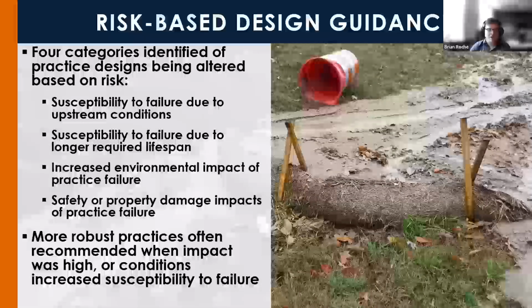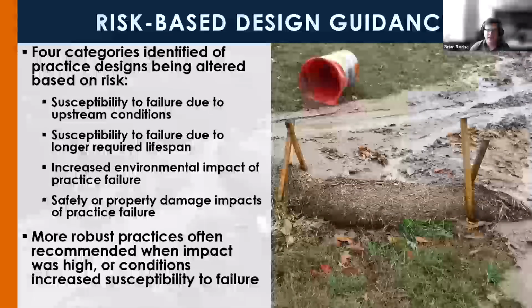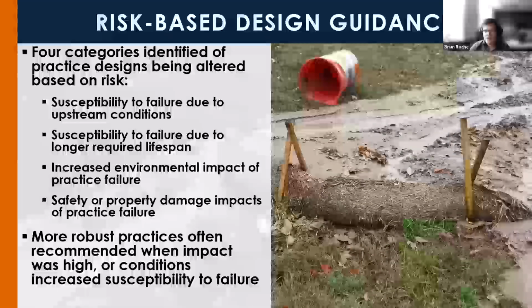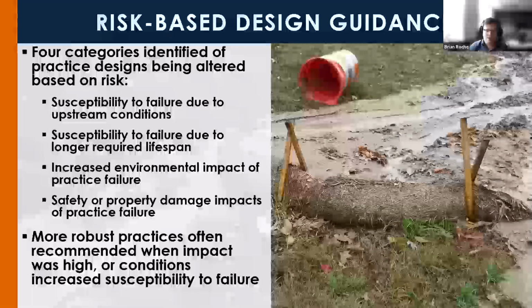So moving on to the risk-based design guidance we found four main categories. Two were about the susceptibility or probability of failure, and then two were about the impact of failure. Found increased susceptibility of failure due to upstream conditions, due to longer required lifespans, as well as increased environmental impact of practice failure, or then safety or property damage impacts of practice failure due to flooding. And a lot of times, more robust practices were recommended when either that impact was high, or if the conditions were found to increase susceptibility to failure.